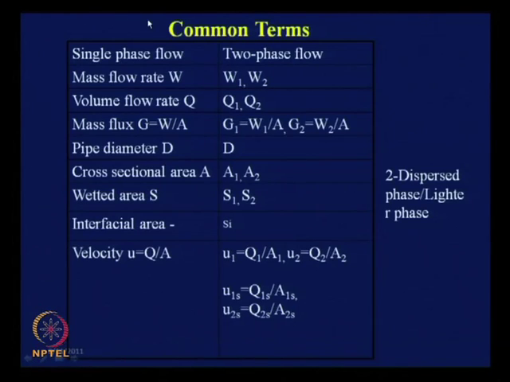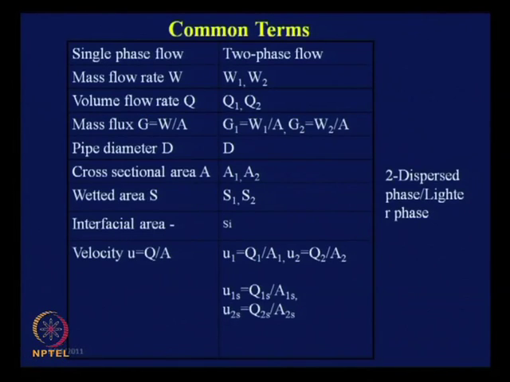So, first we had defined the mass flow rate. You are used to defining it as m dot, but in our case we are going to define it as W. Volume flow rate capital Q, and mass flux, which you have not come across much till date, but we will be using it quite frequently, particularly when the cross sectional area remains constant. Quite frequently we will be using it.